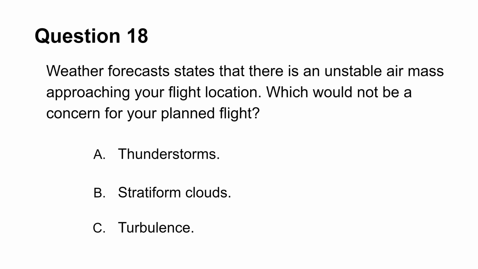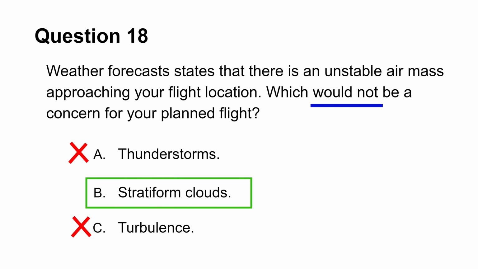The next question tests your knowledge of the characteristics of an unstable air mass approaching the flight location. We know that unstable air masses are associated with thunderstorms, turbulence, and cumulus clouds. This rules out choices A and C. But because stratiform clouds are present under stable atmospheric conditions, this makes choice B the answer.